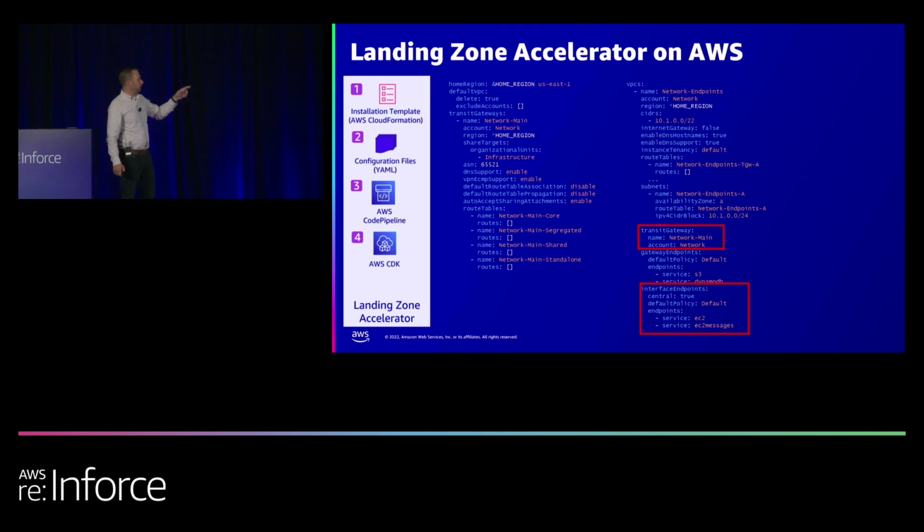For the transit gateway, I did also want to make the point that all you have to define is the logical name for the transit gateway itself. That's network-main here. And we handle all those associations. We handle the propagations, and the same thing for the interface endpoints. So things like the Route 53 resolvers, the Route 53 private hosted zones, that's all part of this configuration file as well. But again, a lot of this is around time savings, not having to go in and configure each of these configuration parameters in a bunch of different files.